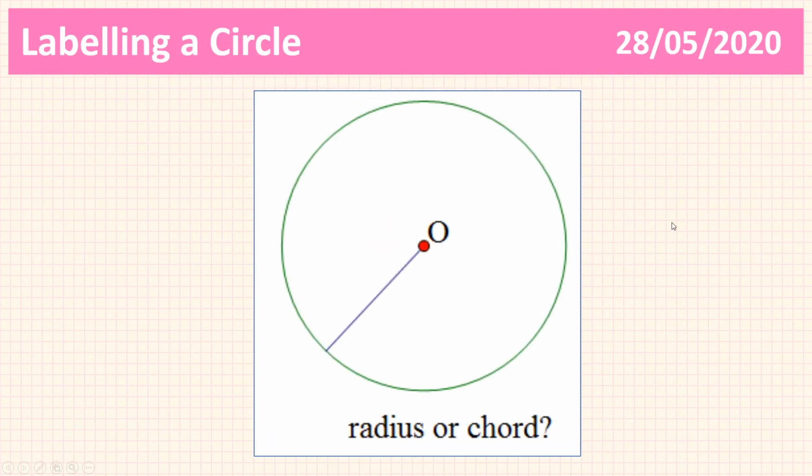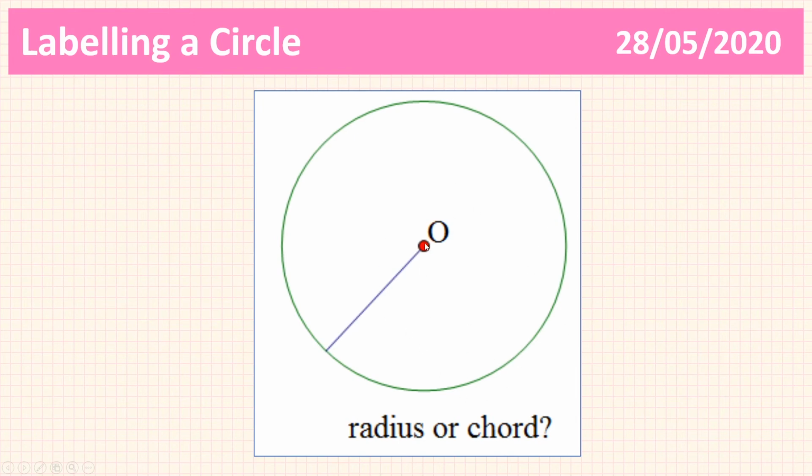A radius, a chord, or both? Pause the video. What do you think? Okay, so let's look at a chord. A chord needs to connect 2 points on the circumference of a circle. Have we connected 2 points? Well, the answer is no. We have connected 2 points, but they're not on the circumference of the circle.